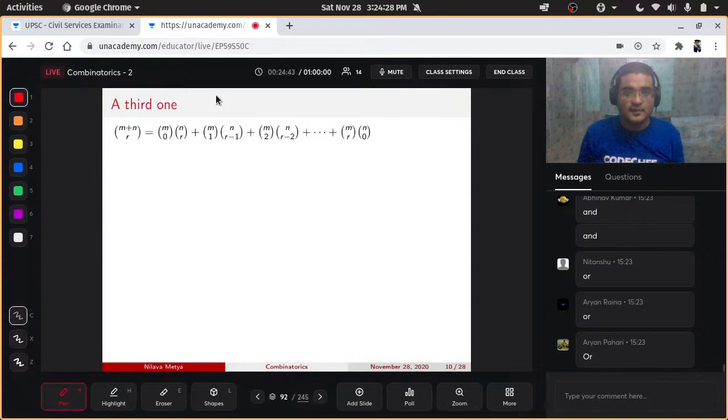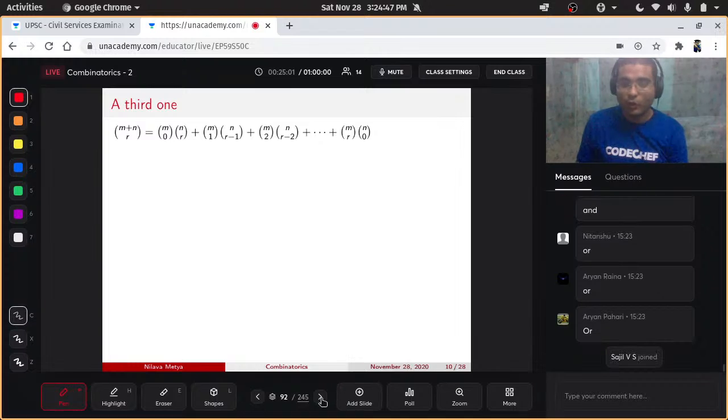So I'm saying that m plus n choose r is equal to m choose 0 times n choose r, plus m choose 1 times n choose r minus 1, all the way up to m choose r times n choose 0. All right, so let me walk you through the proof of this.